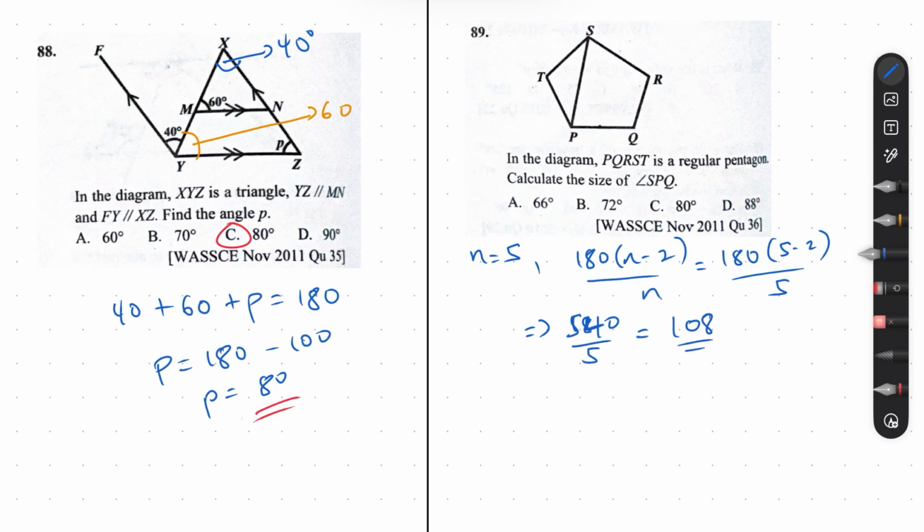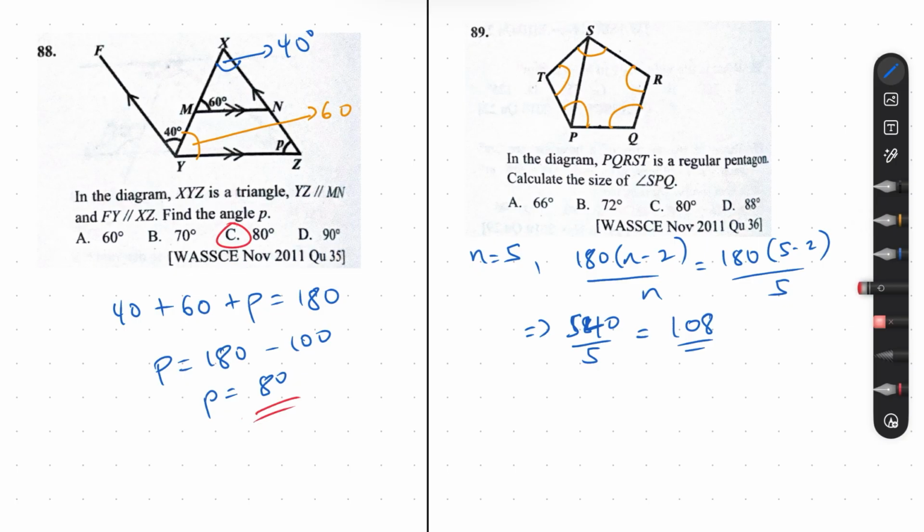So that means this angle is 108. This whole angle is 108. This also 108. This whole angle is 108. And this whole angle is also 108. Cool? Alright.